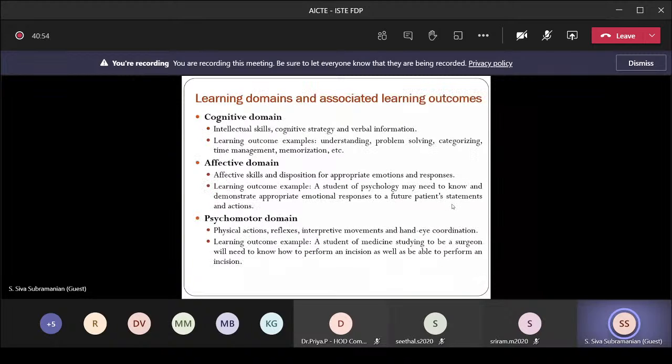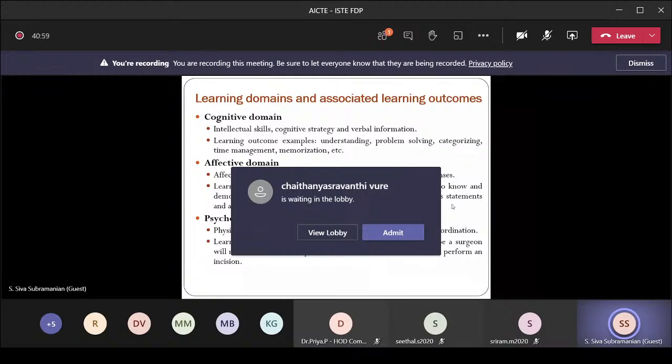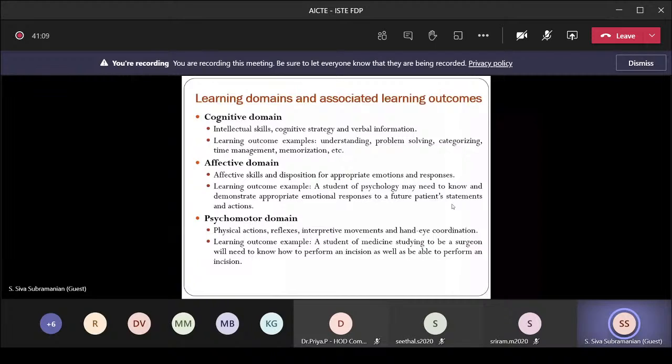This is where I wanted to step into the learning domains and associated learning outcomes. We have three different learning domains. The first domain is the cognitive domain, the second is affective, and the third is psychomotor. So these are the three domains that we have, and these three domains, in turn, can improve our skills on the whole, right?